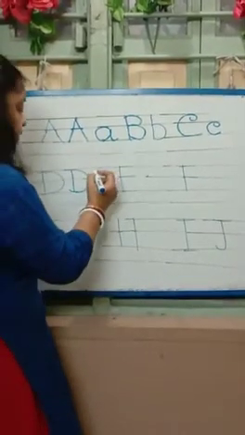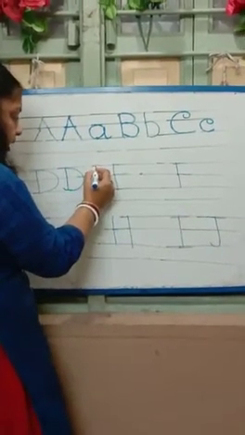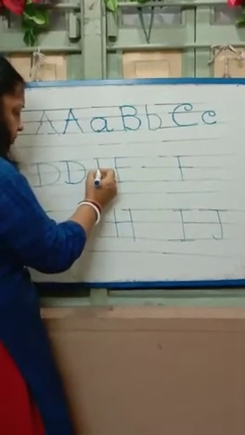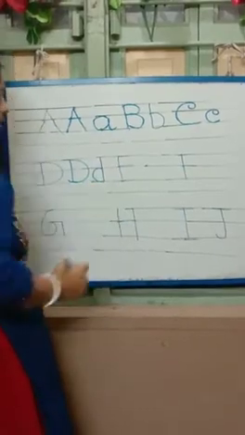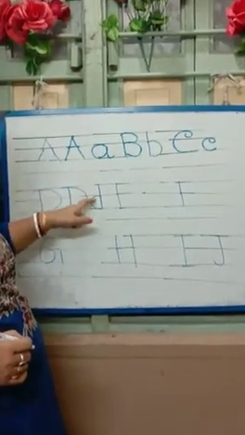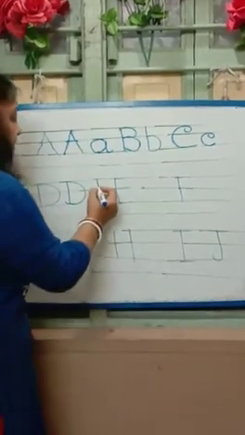For small d, we are again doing a straight line 1, 2, 3 and moving like this. Followed everyone? So this is a straight line from 1, 2 and 3. Then we are moving from here to here.